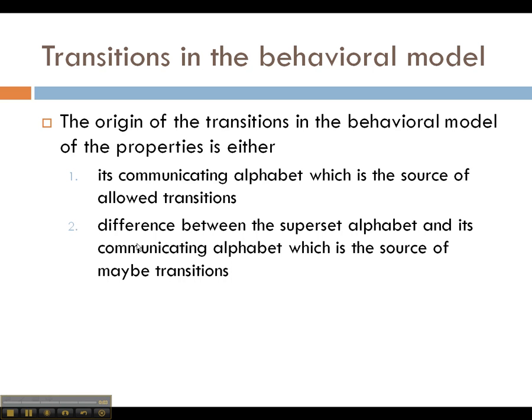Transitions in the behavioral model: we have two types of transition in the behavior model. The origin of the transition in the behavior model is as follows. If it is an allowed transition, its source is the communicating alphabet, and if it is a maybe transition, its source is the difference between the superset alphabet and the communicating alphabet.